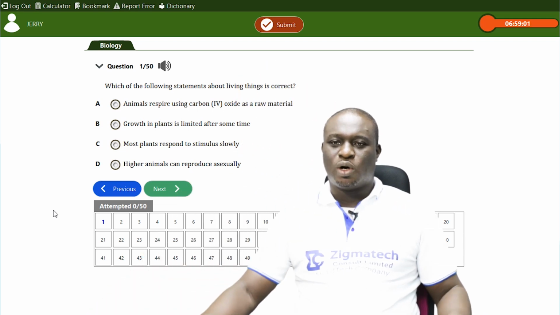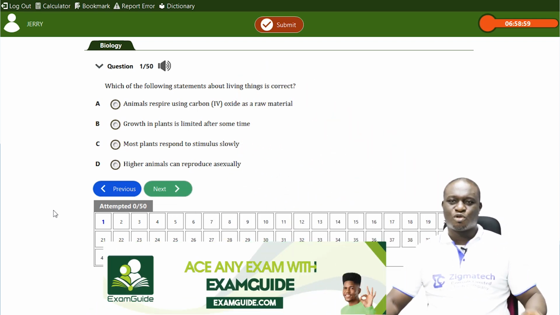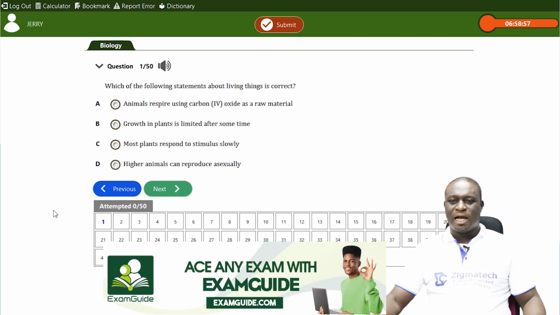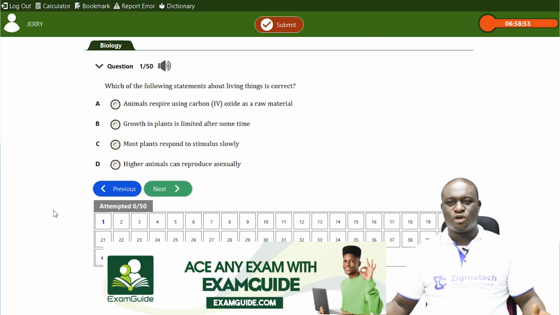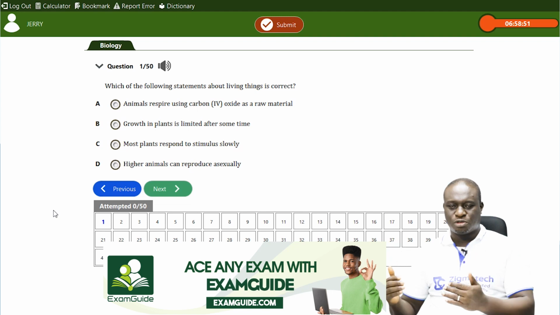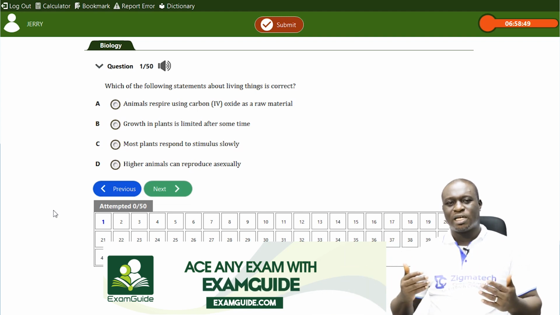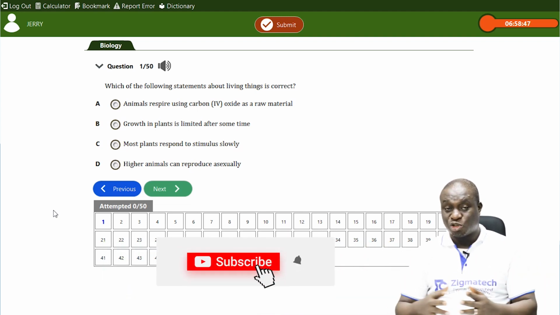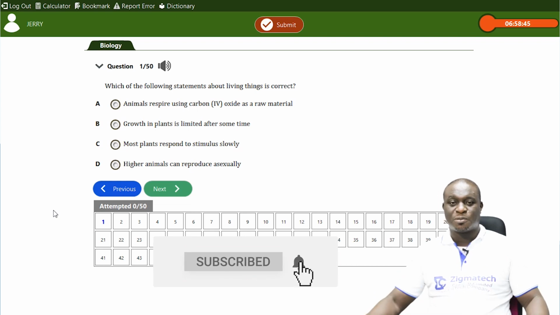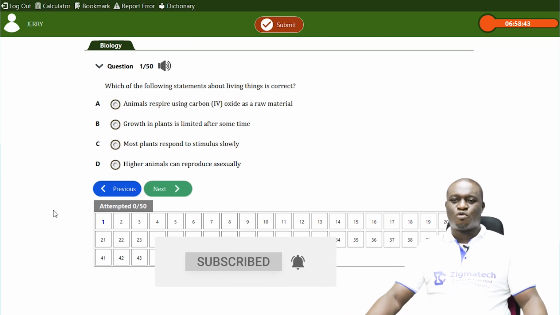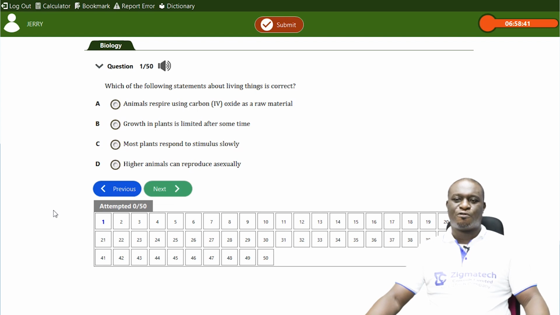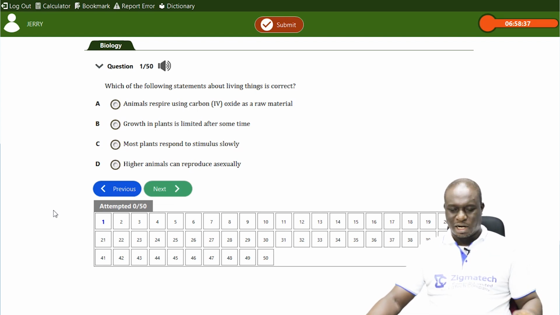Let's start with question 1. We have about 50 questions here, and in this particular exercise, we're going to be looking at the options and seeing how we can explain how we got the answers to these questions. So we have question 1. Which of the following statements about living things is correct?